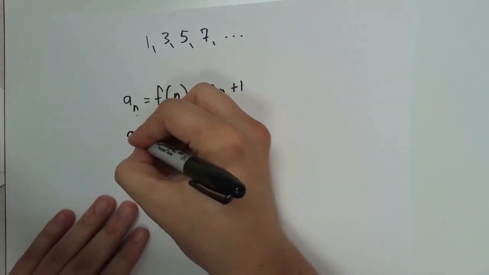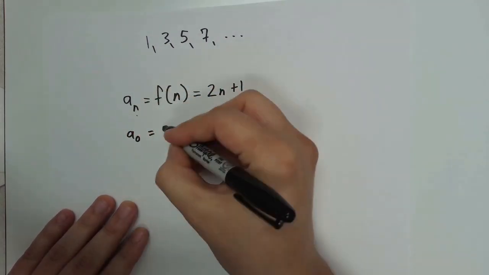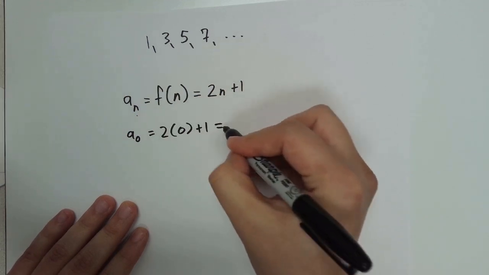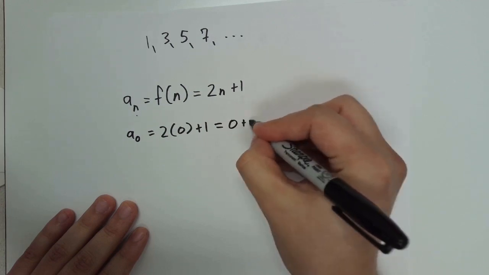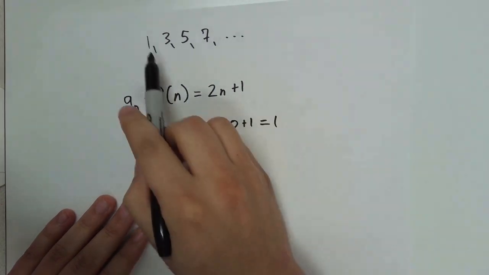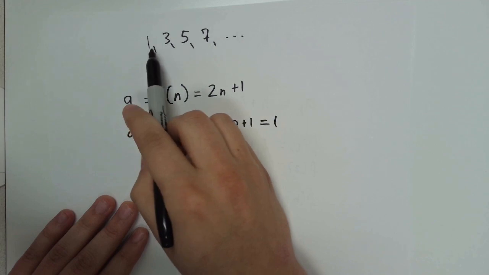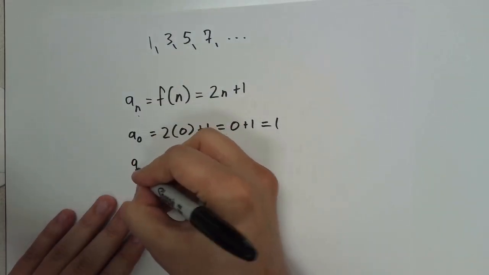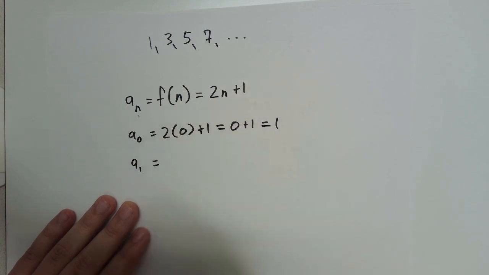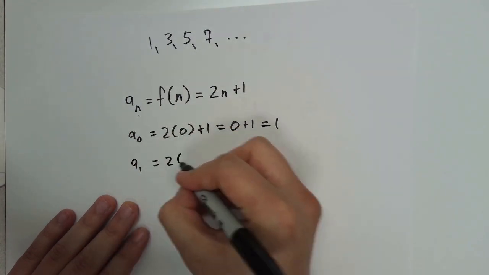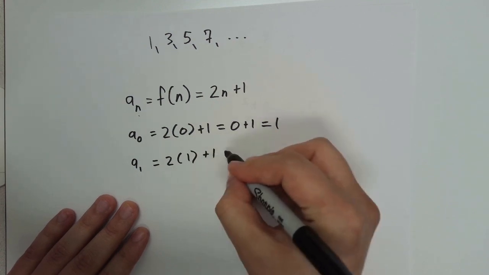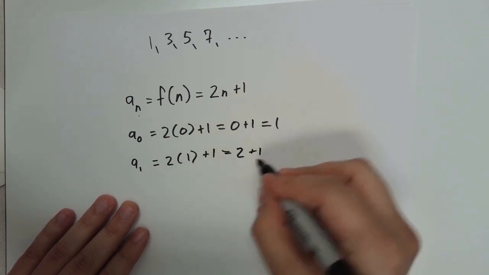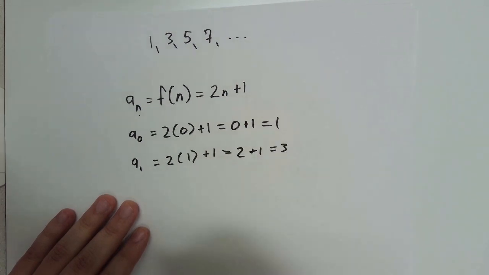Let's try a sub 0. Well, that's going to be 2 times 0 plus 1. 2 times 0 is 0, plus 1 is 1. And that is the 0th element in our sequence. That's the first one. Let's try the next one. A sub 1. That'll be 2 times 1 plus 1. Well, 2 times 1 is 2, plus 1. 2 plus 1 is 3.